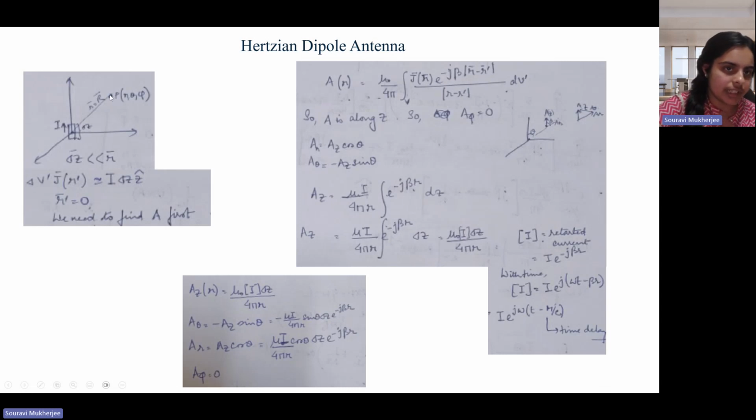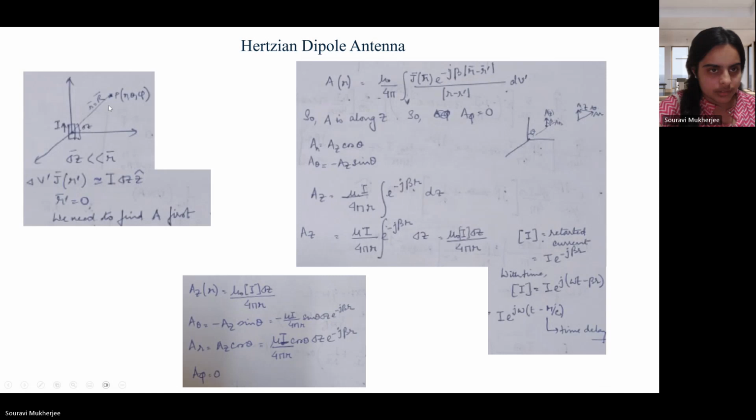Okay. And just by looking at it, here A is pointing along z, right? It is telling you that there is no phi dependence, right? Phi tells you how your vector is oriented, or how the components are in the xy plane. So if it is already in the z direction, that means it has no phi dependence. So A phi should be 0 when you go to the spherical coordinate system.